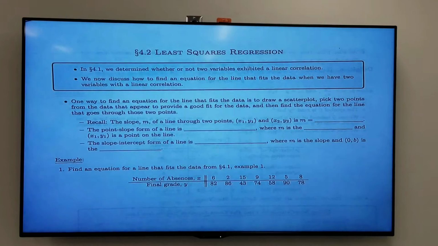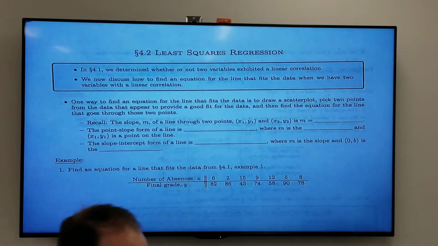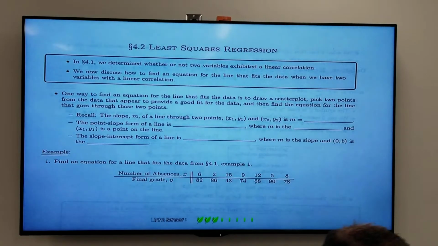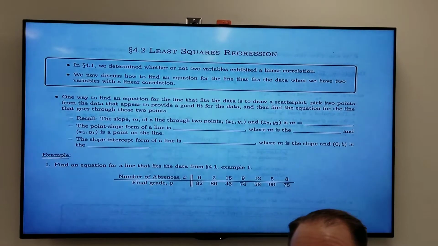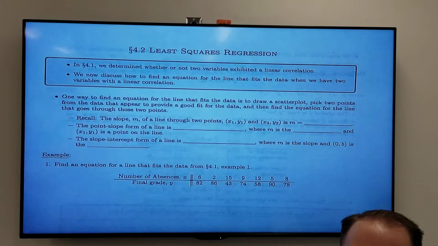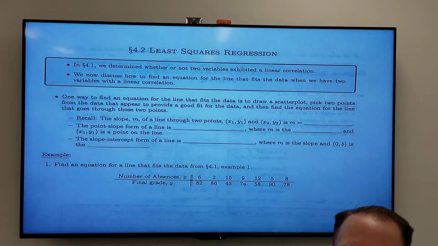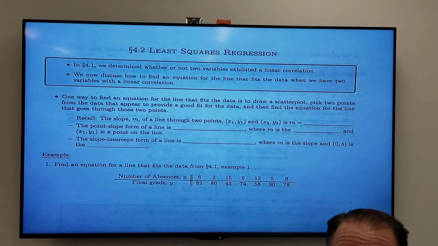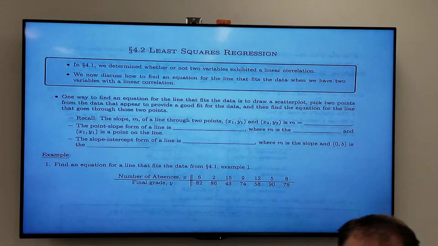4.2, page 1. So we're going to talk about least squares regression now. In 4.1, we talked about how to determine if there's a linear correlation between variables. If there is a linear correlation, then you might want to figure out, well, what is the line that fits that distribution? What is the best fit line? Let's talk about how to do this.